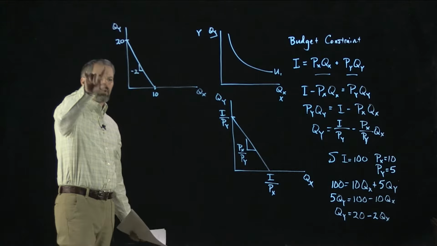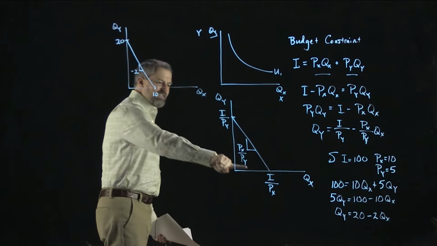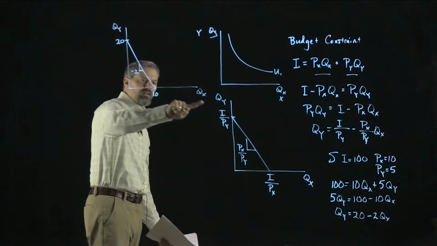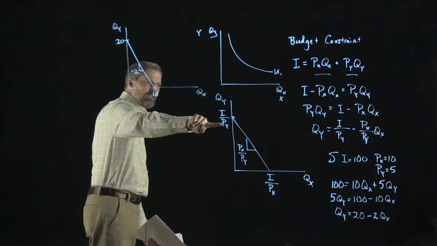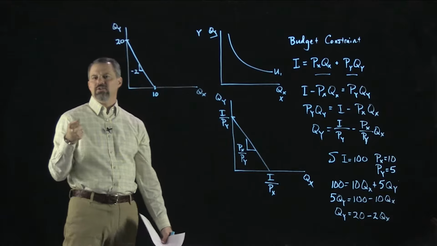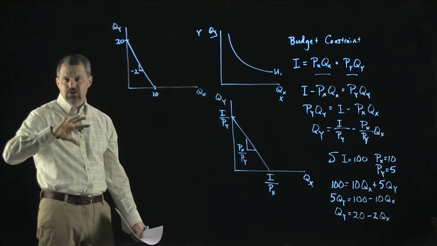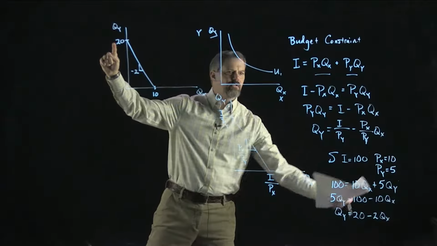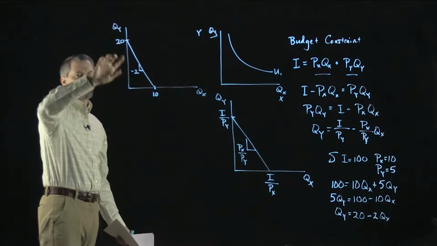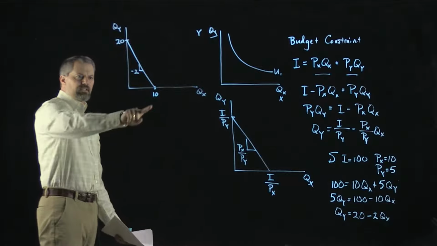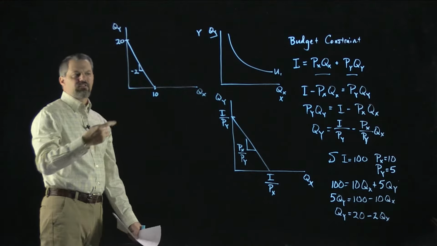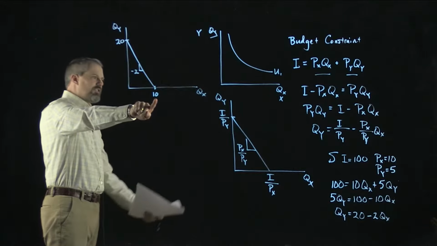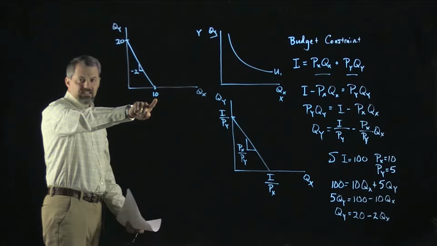And you can see that if we look at what each of these things represent, it makes perfect sense. This term right up here is income divided by the price of good Y. This tells us how many units of good Y you can buy if you buy only good Y. Well, if you've got $100 of income and each of those units costs you $5, then you can buy 20 units if you spent all your money on good Y. This number down here tells you how many units of good X you could buy if you spent all of your income on good X. Well, if you've got $100 and good X costs you $10, then you can buy 10 units.